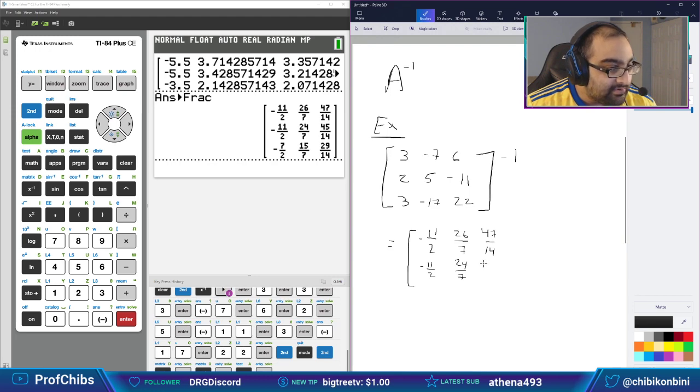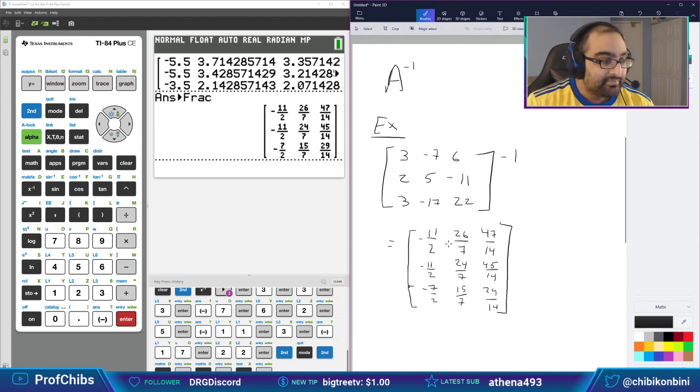24 over 7, 45 over 14. And we have -7 over 2, 15 over 7, 29 over 14. Okay. And this is our inverse of this random matrix I made up. Alright. That's fine. And that's it. That's all you gotta do.